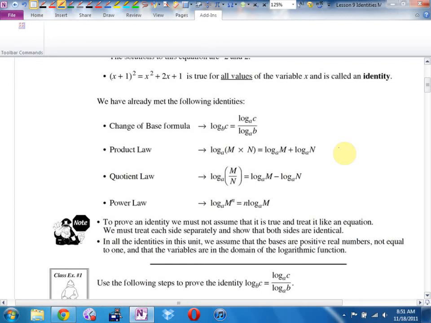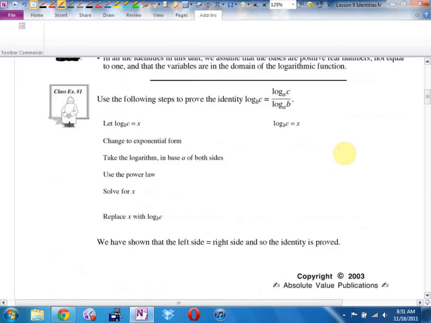Here's an example. Example 1. It says, use the following steps to prove that this works. We looked at the pattern a few days ago. We say, yeah, it seems to work. It's how we did the log base 5 of 17. We said that's ln 17 over ln 5, or log 17 over log 5, or log base whatever of 17 over log base same whatever of 5. Prove it. Okay.